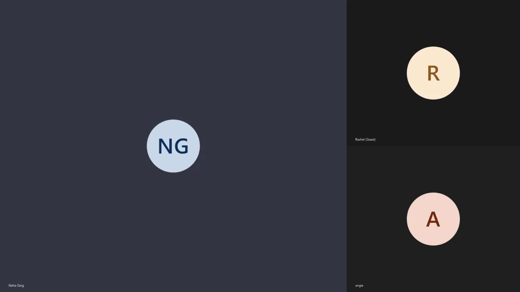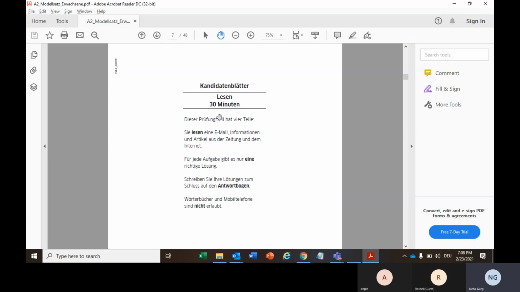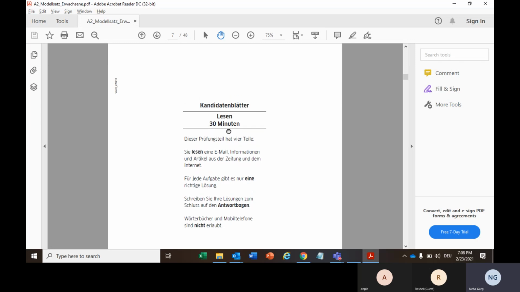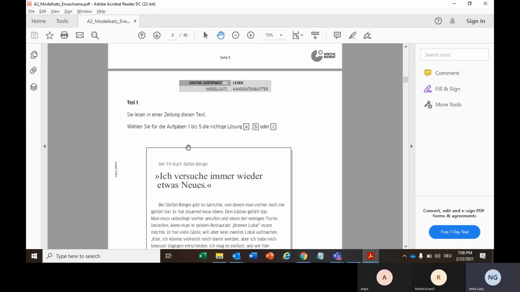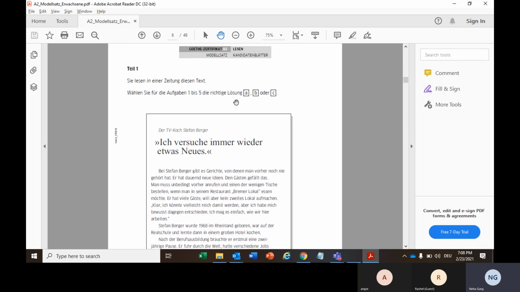For Lesen you will get 30 minutes. The complexity level is a little higher compared to A1, and there are a few extra sections compared to A1. So for Lesen you will get 30 minutes, and there you will get 3 or 4 Teile. So in Teil 1, Sie lesen in einer Zeitung diesen Text.